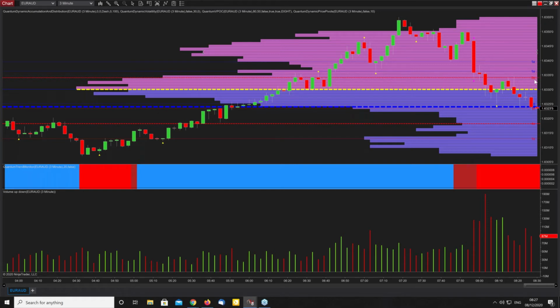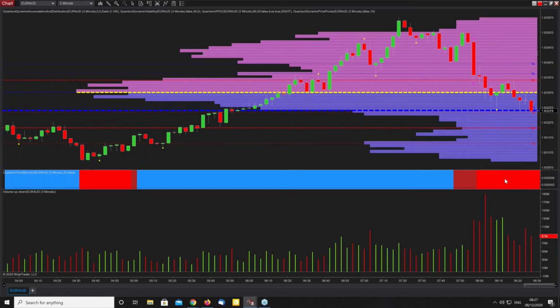Again, same here. This one's been tested 3 times, so that's much stronger. This has been tested 9 times, so it's stronger still, and hence the reason it's thicker. The trend monitor is resolutely red at the moment, so it's still telling us that the sentiment is remaining bearish for the time being.